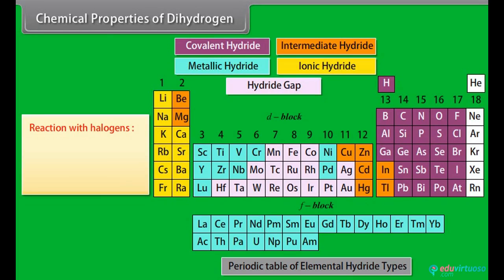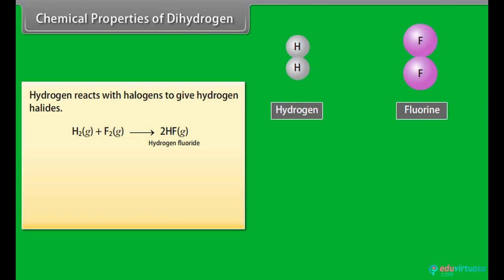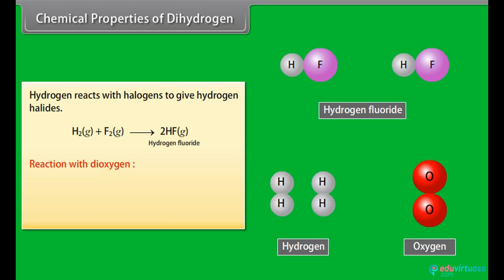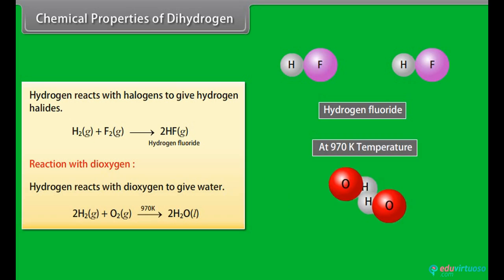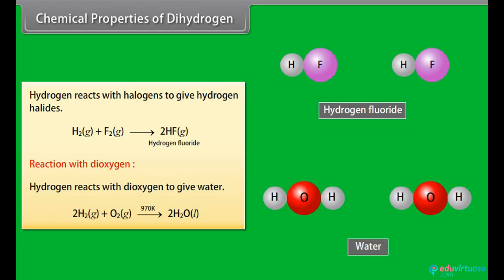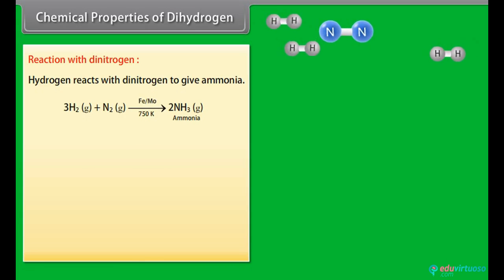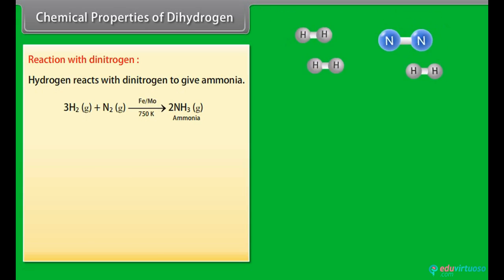Chemical properties of dihydrogen. Reaction with halogens. The reactivity of halogens with hydrogen is fluorine greater than chlorine, greater than bromine, greater than iodine. Hydrogen reacts with halogens to give hydrogen halides. Reaction with dioxygen. Hydrogen reacts with dioxygen to give water. Reaction with dinitrogen. Hydrogen reacts with dinitrogen to give ammonia.